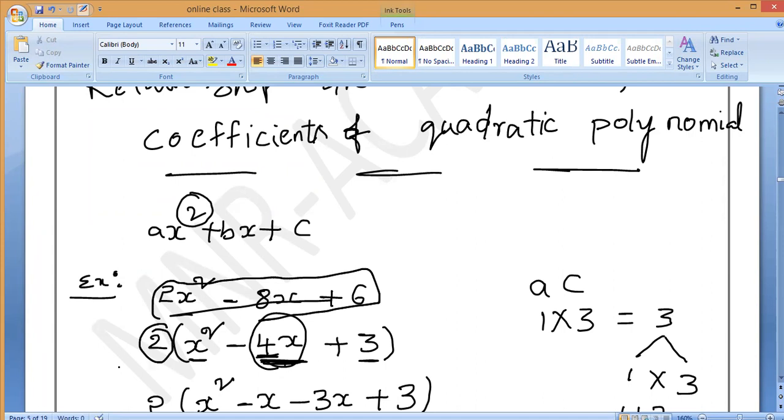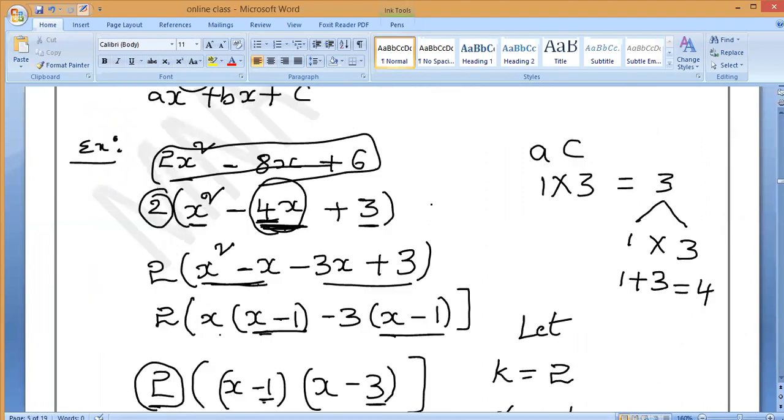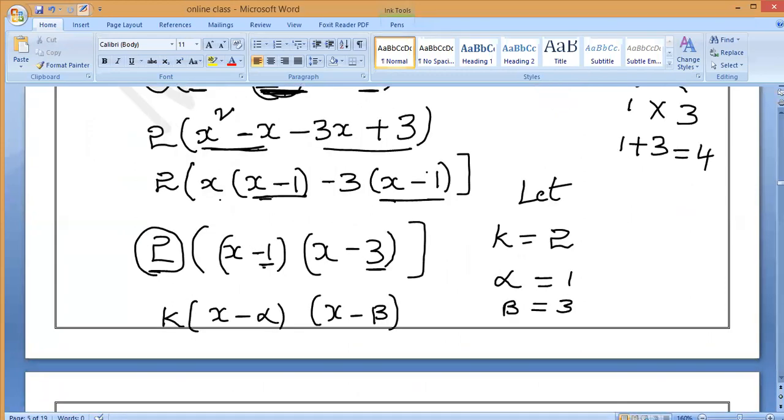Ma'am, why are you taking 2 as common, ma'am? We can directly split the middle term now, ma'am. You can split the middle term directly, correct? Yeah, that you can also do. Somebody here doesn't know how to split the middle term.